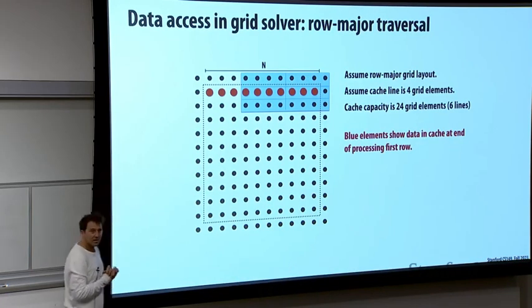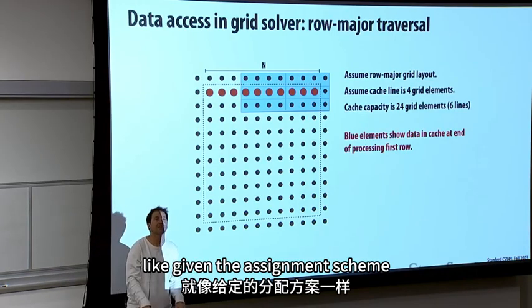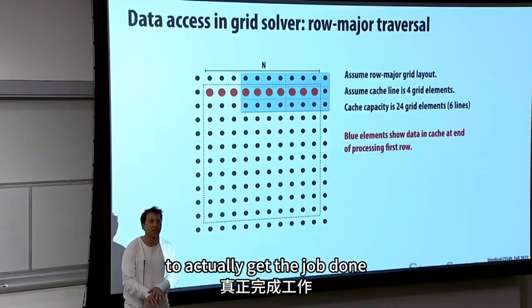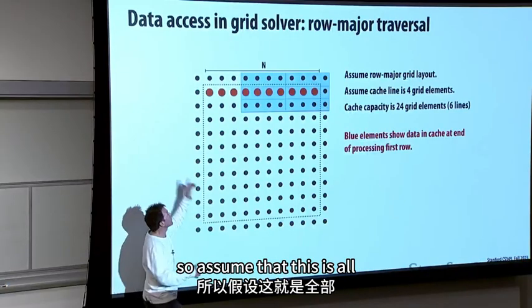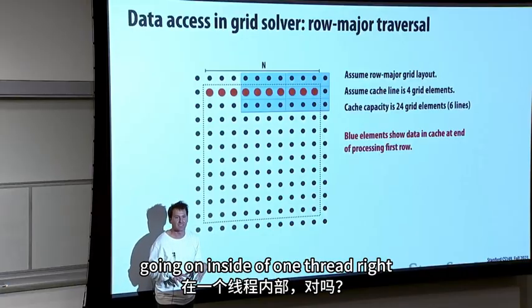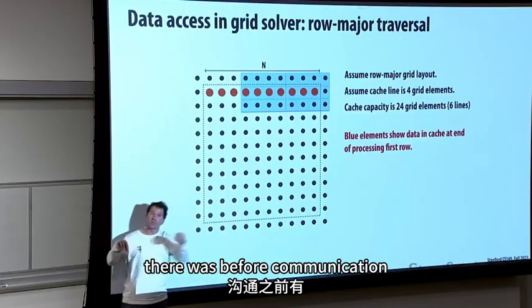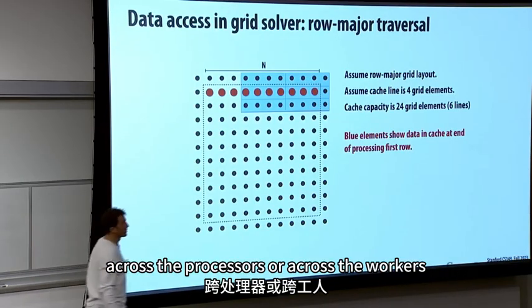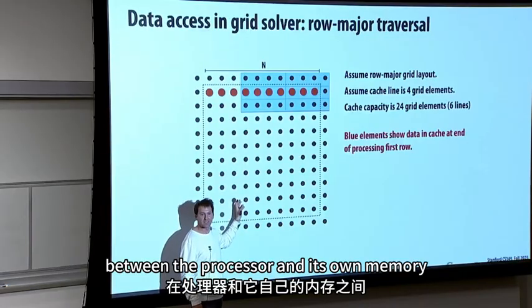Yes, sir? What's the inherent communication here? Inherent communication is, given the assignment scheme, how much data actually has to move between the processors to actually get the job done. In this example, actually, I removed parallelism. So assume that this is all going on inside of one thread, right? So now I'm saying that even inside of one thread, there was before communication across the processors or across the workers. This is communication within a worker between the processor and its own memory.